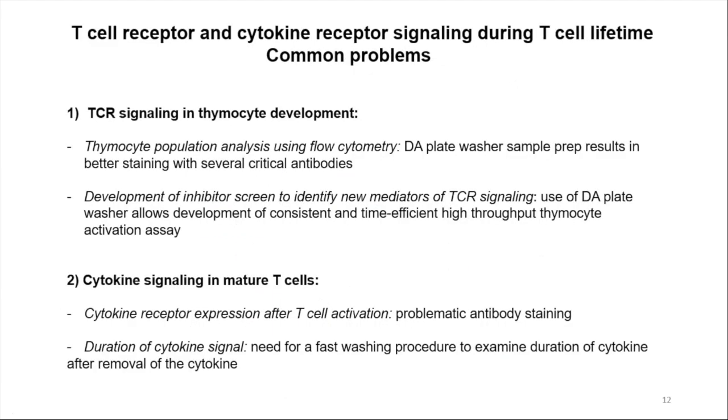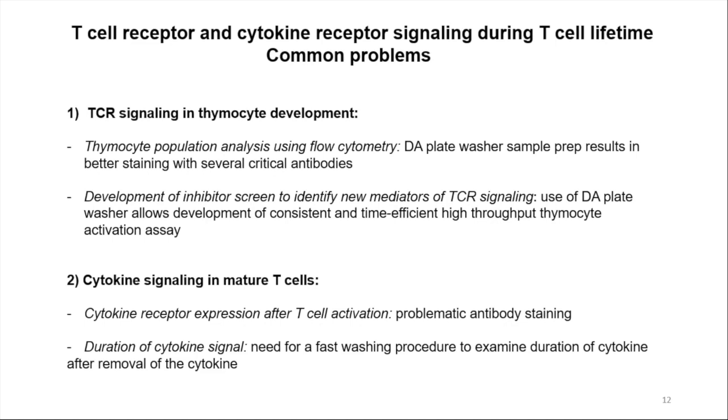So to summarize our results for the first half of our presentation, the DA cell washer is useful for helping to improve staining with certain critical antibodies, and this can help us to gauge relative populations better. And also, in the case of our inhibitor screen, the DA cell washer has helped to improve the efficiency of carrying out our screening assays, and the automation of this process helped to produce consistent results, and it's really useful for such high throughput assays. Thank you, Elijah.